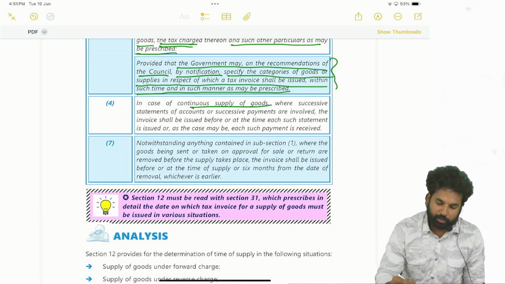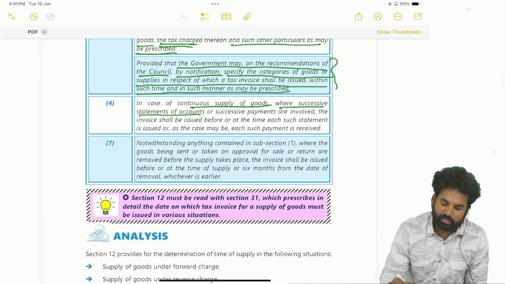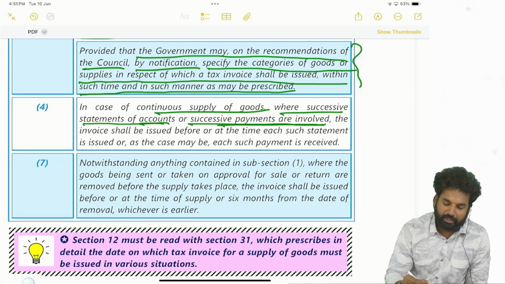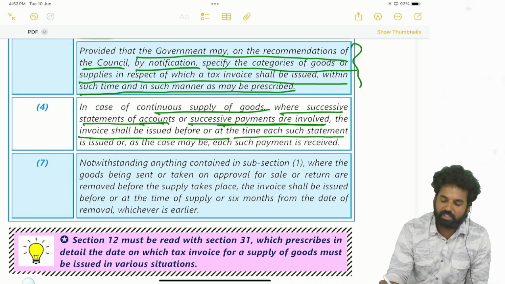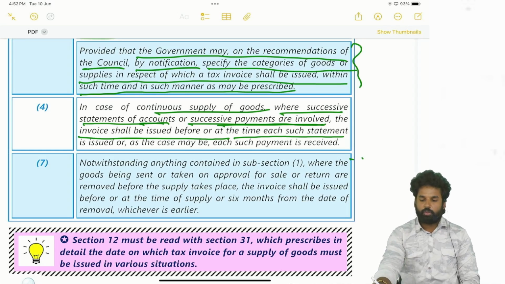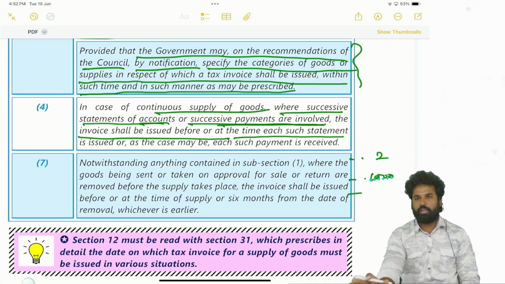In such cases, where the successive statement of accounts or successive payments are involved, the invoice shall be issued before or at the time of each such statement. So for each such statement, there will be some statement between them. So on so and so date, 2 loads of cement have been sent, or 2000 bags of cement on so and so date, 1000 cement bags on so and so date, 100 tons of steel has been sent. Likewise, there will be a statement for every week or every 10 days or every 15 days between them, that is called a statement of accounts.